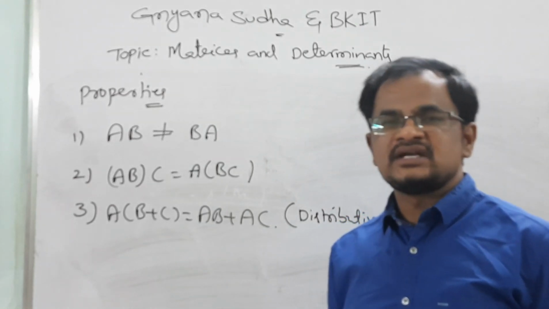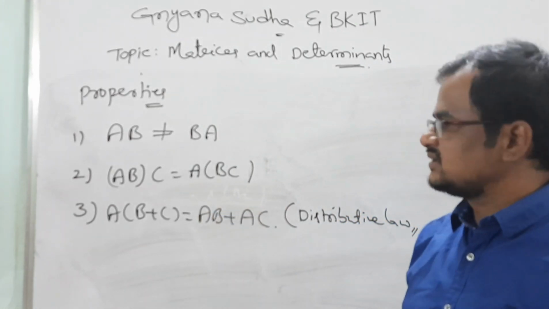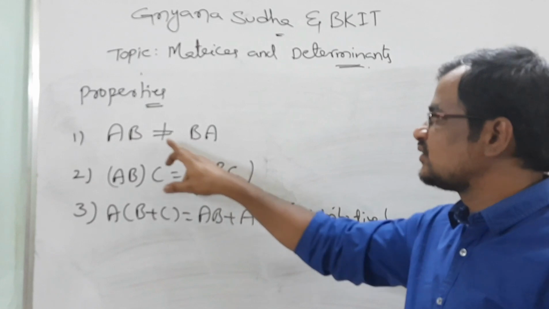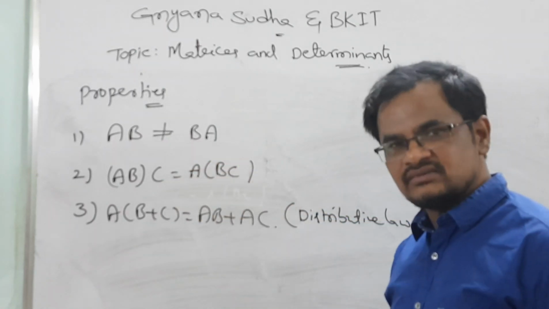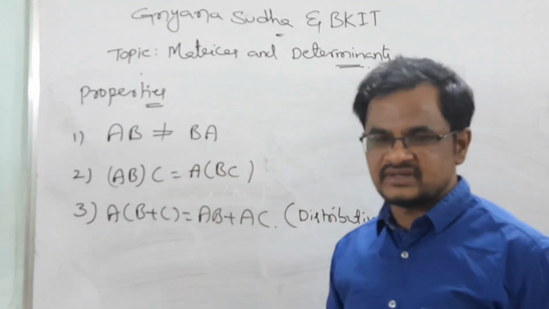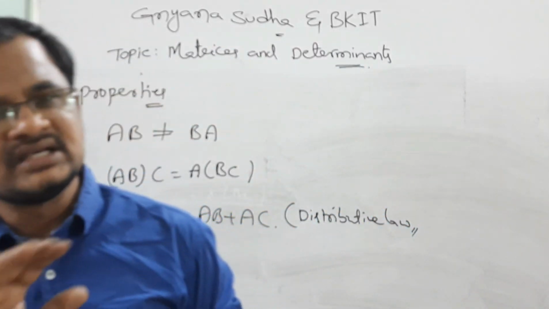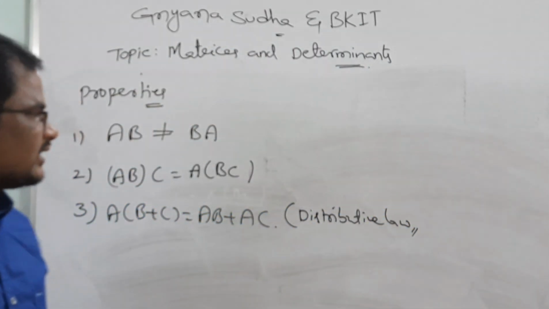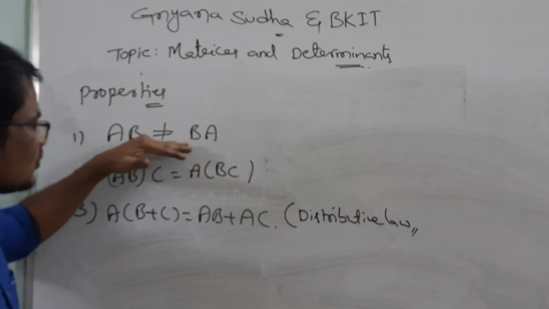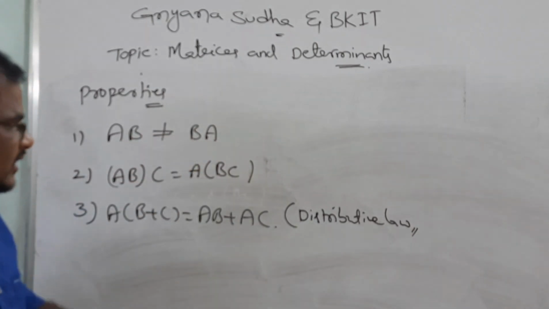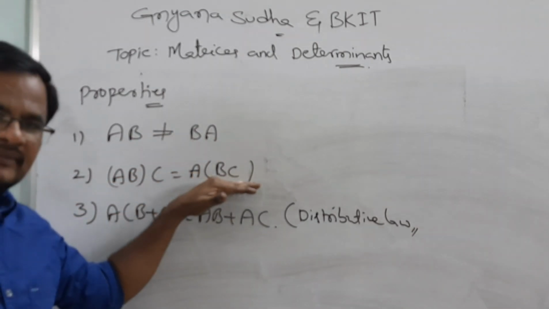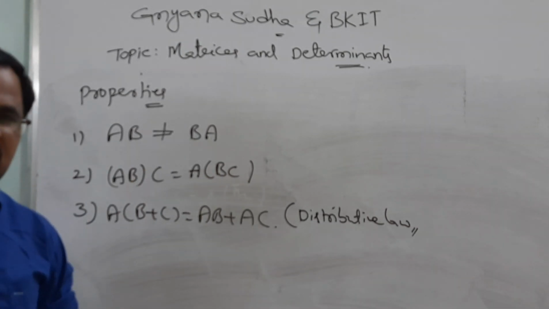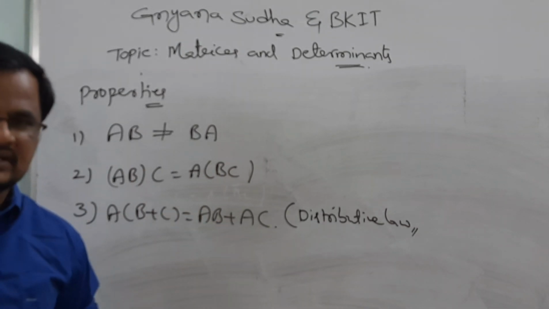Sometimes they will ask problems like this: for matrix multiplication, which of the following holds? They will give one equal, one not equal, one equal, and you have to identify. Matrix multiplication does not hold the commutative property, but it holds the associative property and the distributive law also, right?